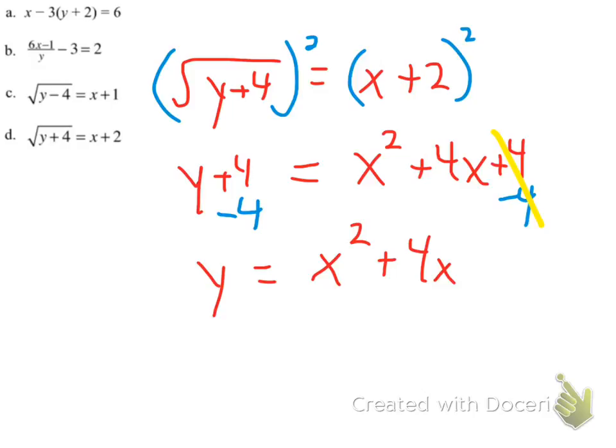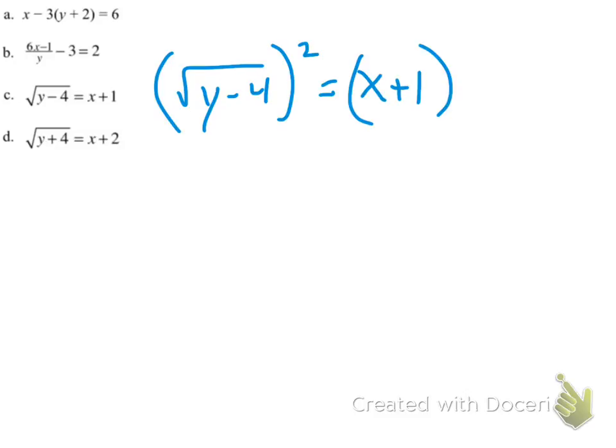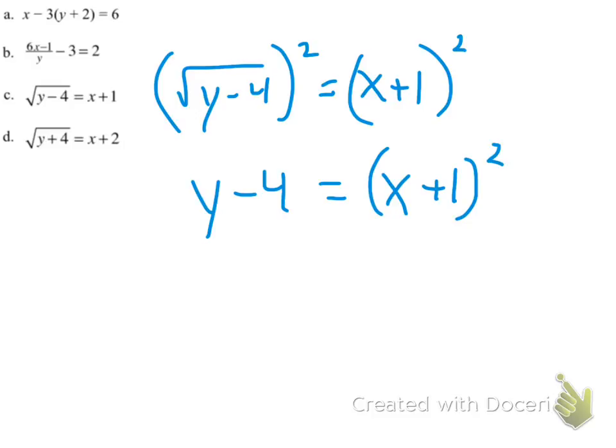There is a slightly different way that I could have written an answer for problems C and D. So real quickly, if I would go over that. If I look at one of them, it doesn't matter, they're both the same. So y minus 4 equals x plus 1, squared. When I square both sides, I get y minus 4, and I could leave this as x plus 1 squared, because now basically I'm going to write this in graphing form.